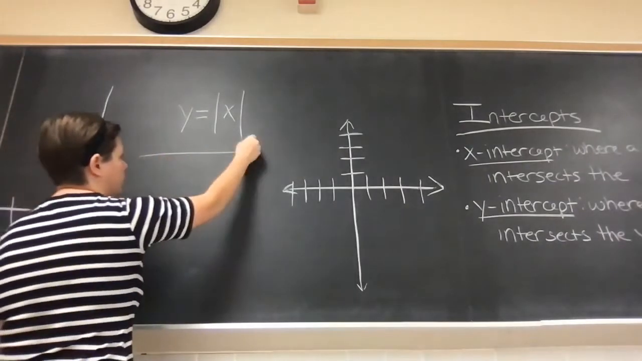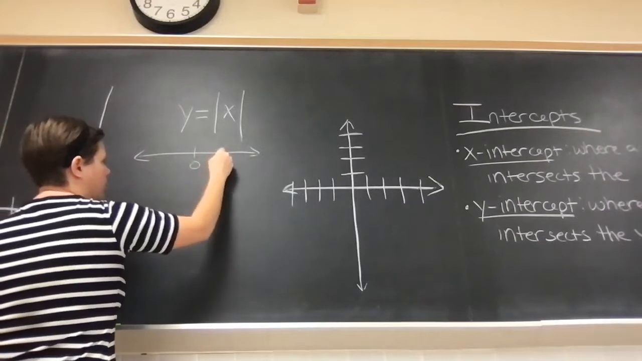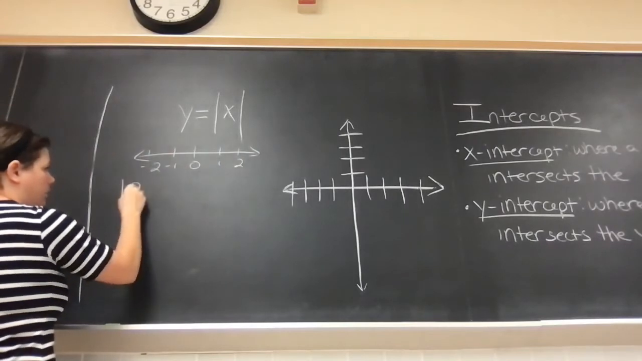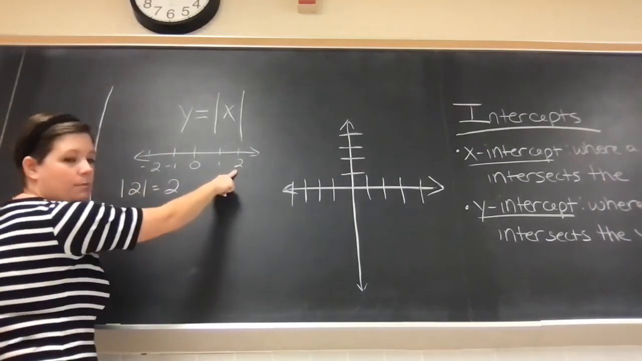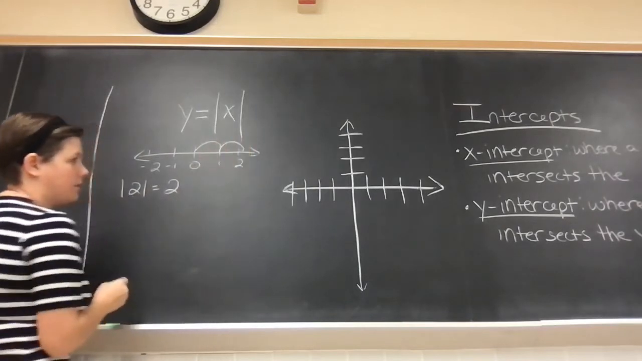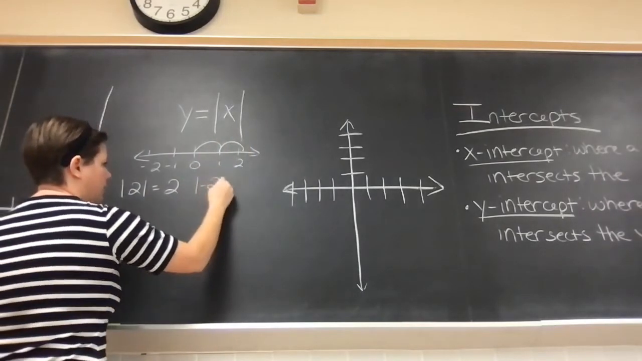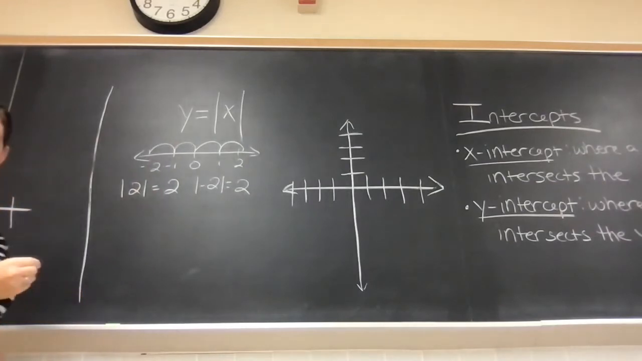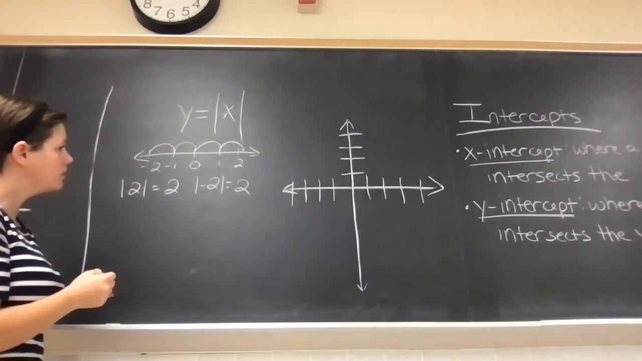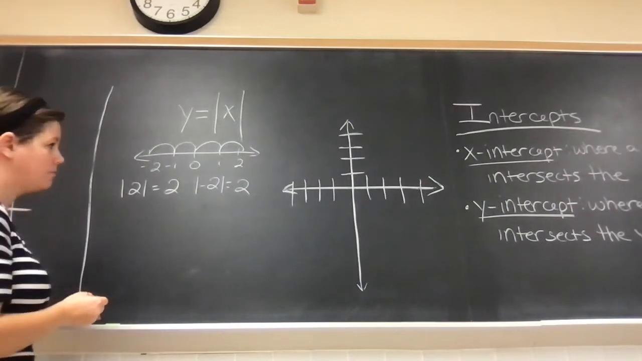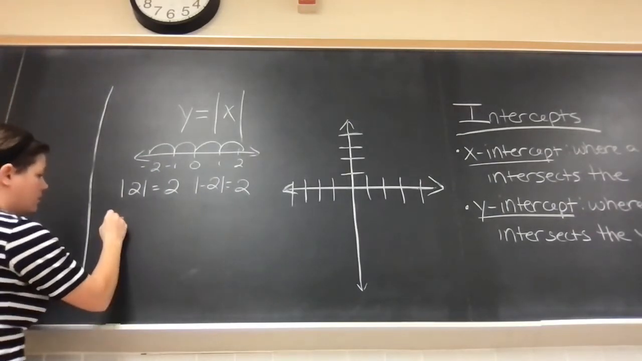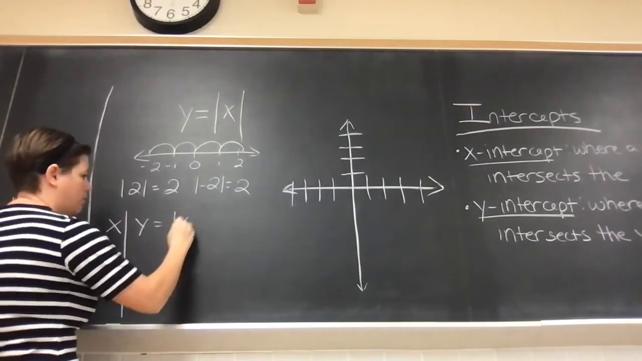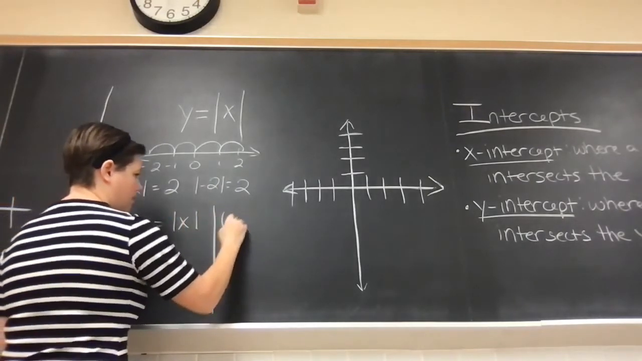So on your number line, we have 0, 1, 2, -1, -2. So the absolute value of 2 is simply 2 because the number 2 is 2 units away from 0. The absolute value of -2 is also 2 because -2 is also 2 units away from 0. So that's what an absolute value means. So again, I'm going to use the point plotting method. So I have y equals absolute value of x, and then I have my x, y.